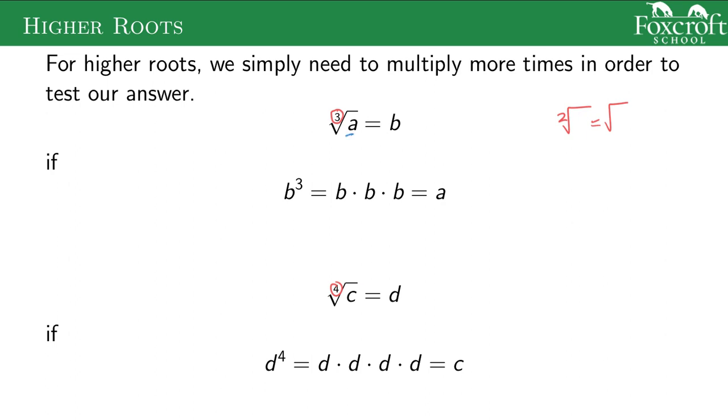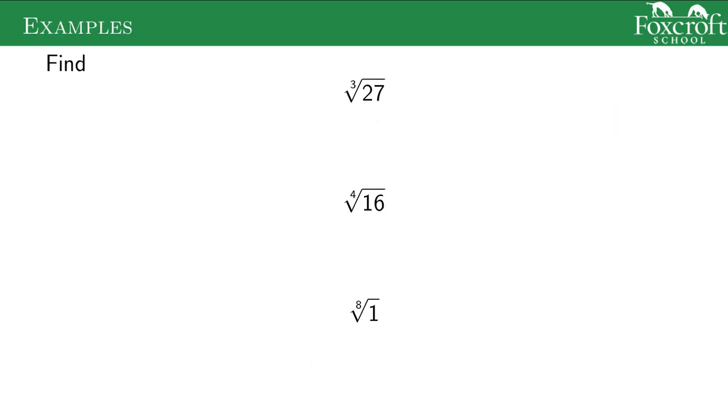So if I find the cube root of a, then I need 3 copies of the answer multiplied together to give me a. If I want to find the 4th root of c, I need 4 copies of the answer to give me c that's on the inside of the root. So really that number there just tells you how many copies you're multiplying by of the answer to get what you started. All right, so here are some examples.